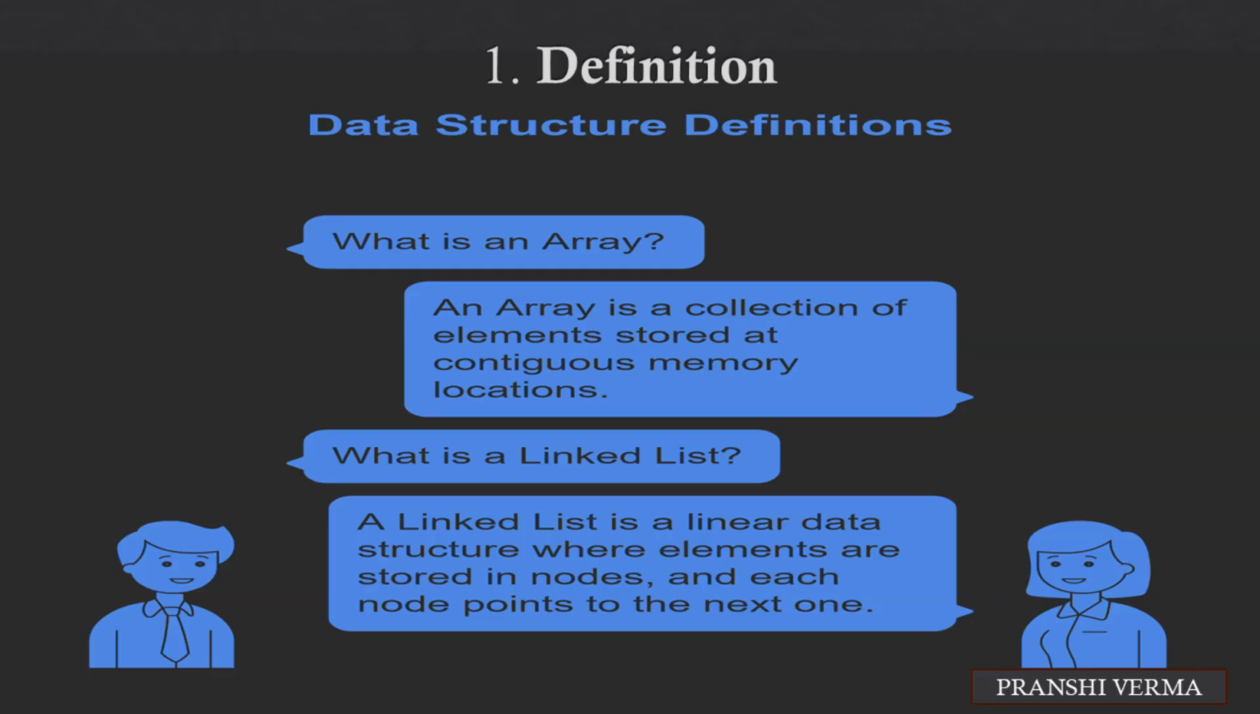An array is a linear data structure where elements are stored in contiguous memory locations. Each element is accessed using an index, starting from zero. What is a linked list? A linked list is a collection of nodes where each node contains two parts: data and a reference, or pointer, to the next node. Unlike arrays, elements in a linked list are not stored at contiguous memory locations.